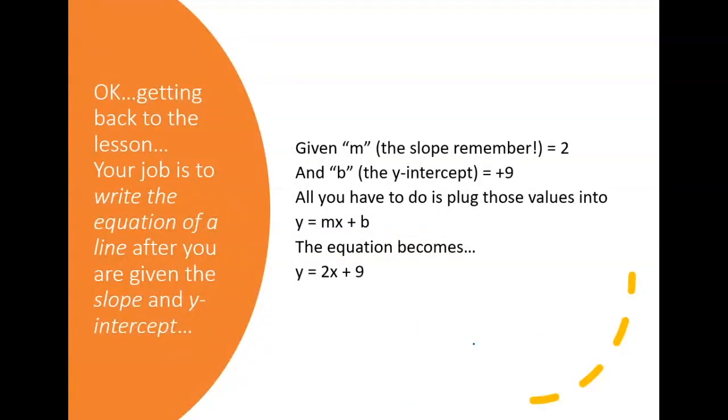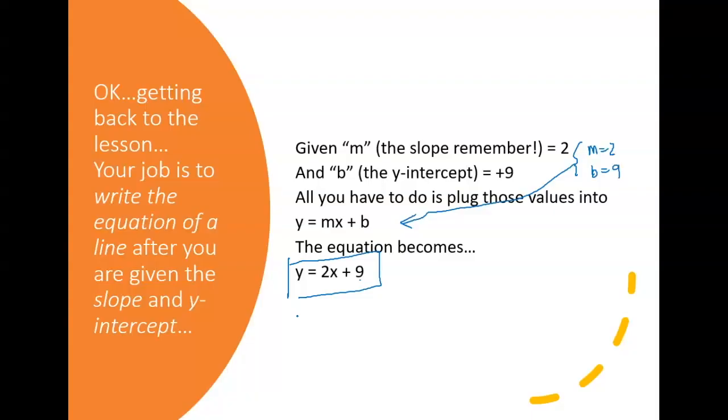Okay, getting back to the lesson. Your job is to write the equation of a line after you are given slope and y-intercept. Not that it's your job, I think that's a weird way to put it, but the question is asking for you to write the equation of a line. So let's say you're given a slope m of 2, and you're given b, a y-intercept of 9. I know that my m is 2 and my b is 9. So now I can just sub these values into my equation and find my linear equation. So y equals 2x, because my m is 2 now, and my b is 9. So y equals 2x plus 9. So the equation of the line is y equals 2x plus 9.